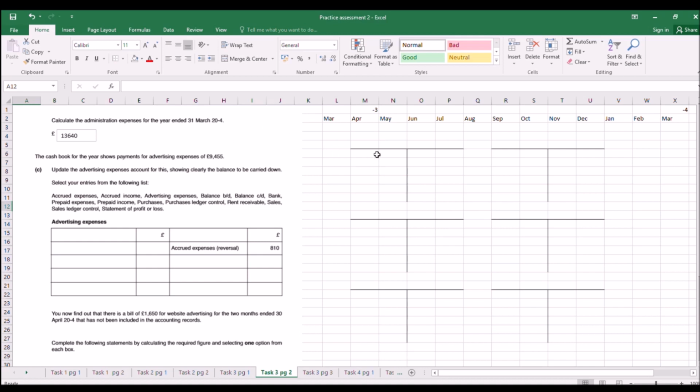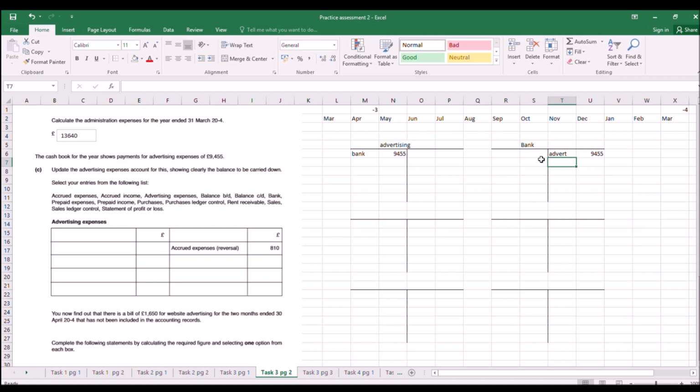The cash book shows payments for advertising expenses. We've got advertising, and we've got our bank. We've spent, so we went credit bank 9455, debit advertising 9455. Okay. Right. Update the advertising account for this year. Clearly the balance we carried down.